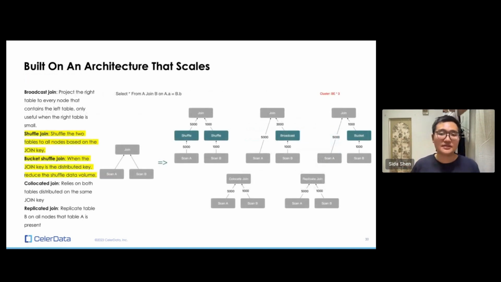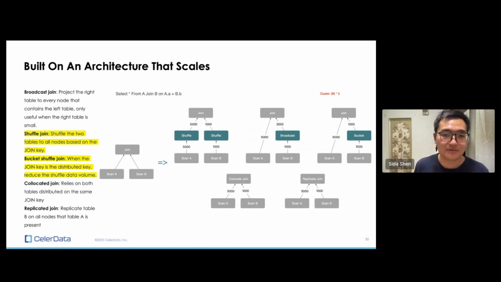And let's take a look at what we just talked about, right? Broadcast join, shuffle join, bucket shuffle join, collocated join. Oh, and replicated join. Replicated join is actually just a pre-computed broadcast join. So during data ingestion, you just replicate the right table into every one of your nodes. So basically, you use your hard disk, right? So you replicate the tables without the ability to do data shuffling.